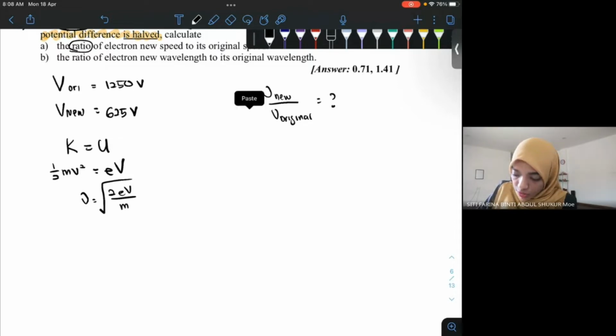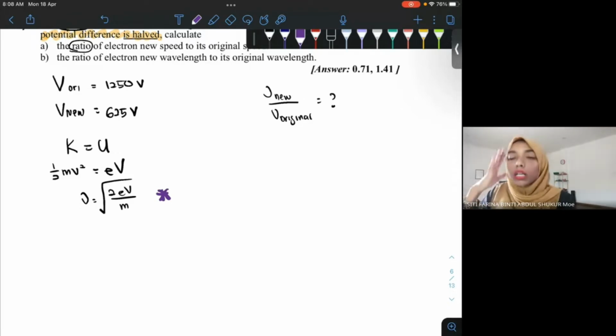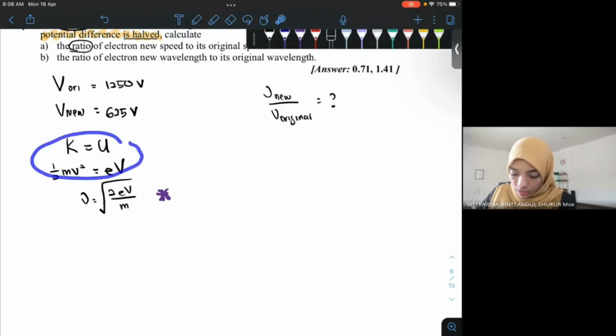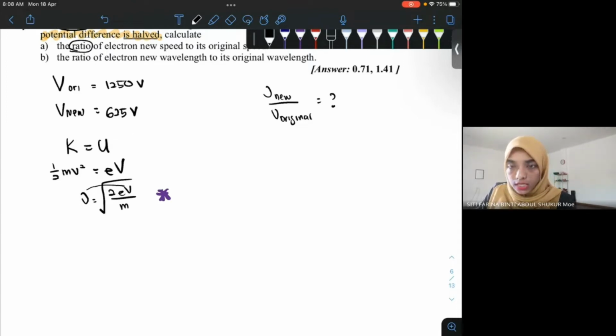Okay, this derivation is actually also given in the notes. So kalau betul-betul tak ingat nak derive daripada sini, tak ada masalah. Ini pun ada. So boleh guna terus. This is the equation that is going to relate your velocity and your potential difference.